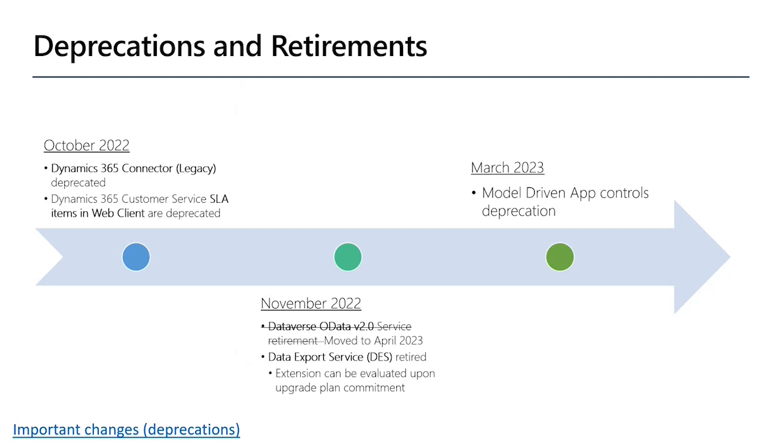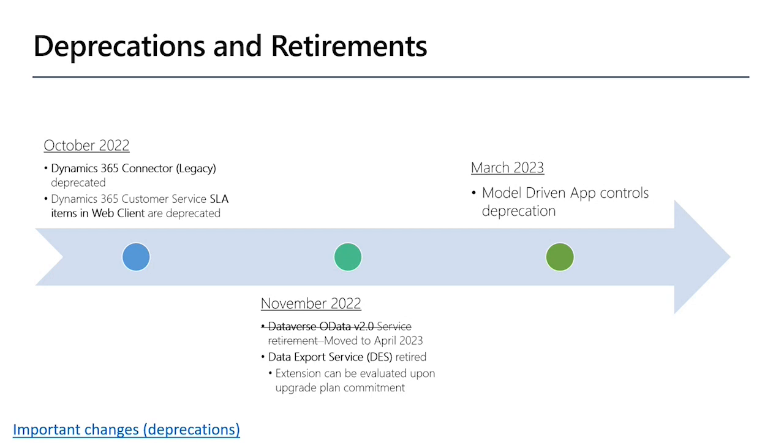The deprecations and retirements, wanted to cover a few of these. Again, as far as the terminology there, deprecation, if something is deprecated, that means that it's announced that somewhere down the road that functionality or feature will be going away, although it's not quite yet. A retirement is actually when that feature will be removed or going away and no longer available.